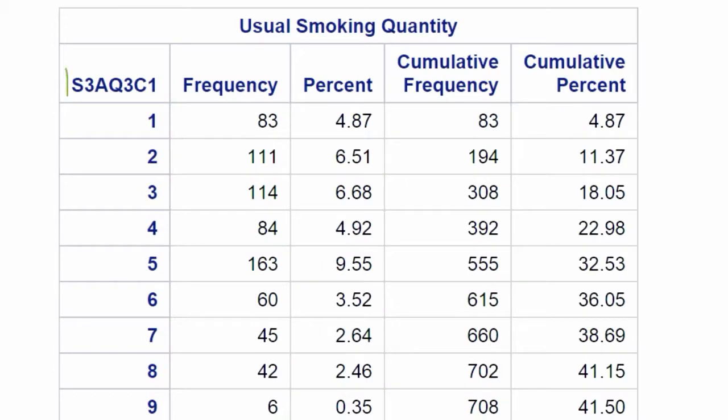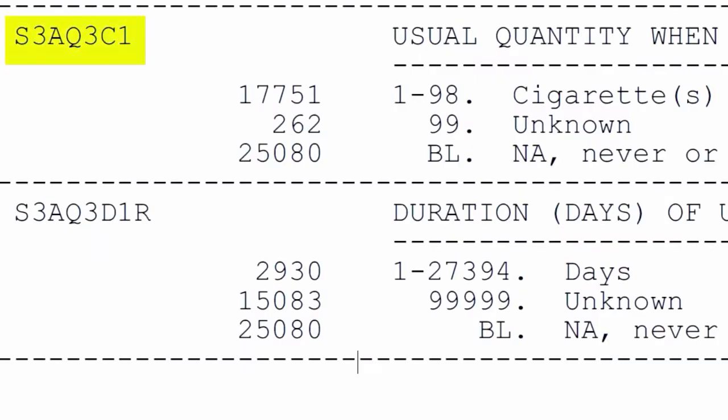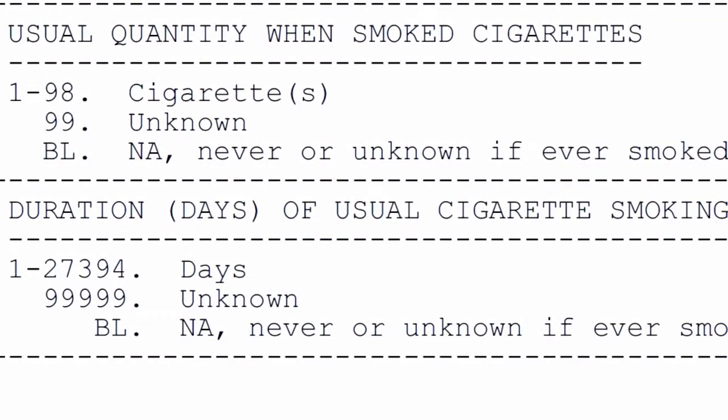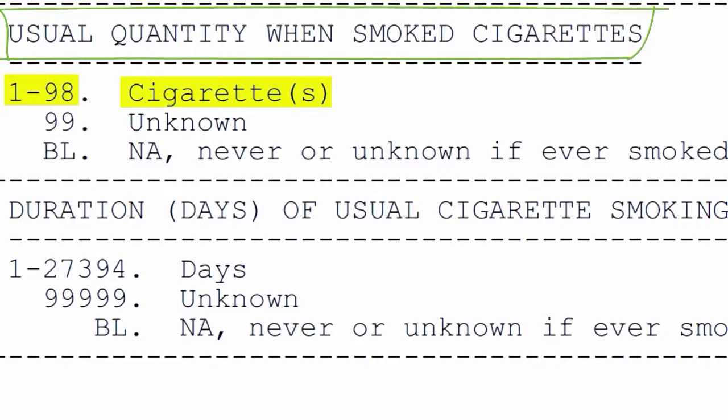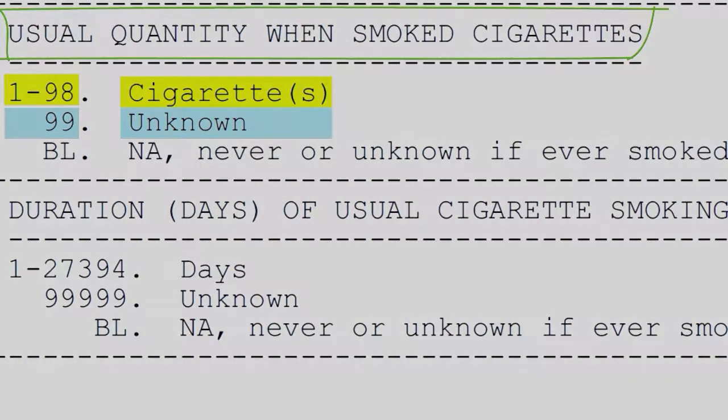Let's consider another of the variables in the sample project, S3AQ3C1, the variable usual smoking quantity. Here's the codebook entry for this variable. Usual number of cigarettes is indicated by values of 1 to 98. A value of 99 indicates an unknown response. It's this value that we need to set to missing, since it doesn't measure the number of cigarettes smoked, but rather indicates that we have no information on cigarette use for individuals who are coded as a 99.